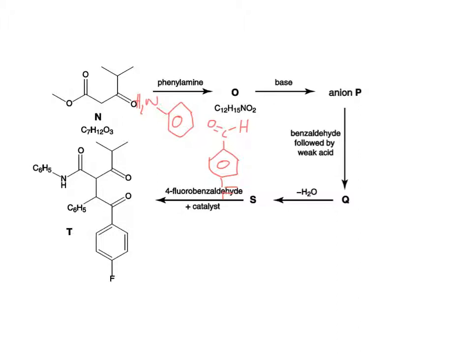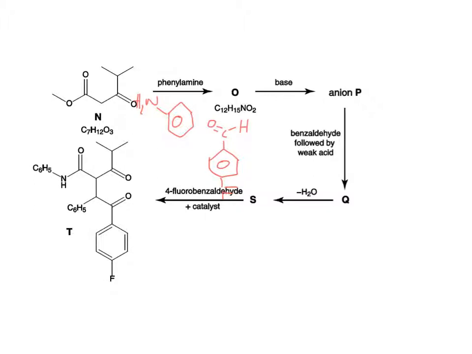Now you can see that we've got our carbon-oxygen double bond, carbon-oxygen double bond, which matches here. Oh, and then on this molecule here, we've got OCH3. On this molecule here, we've got NH bonded to a phenyl group. So it doesn't quite match up, but oh, lo and behold, we've reacted N with phenylamine.